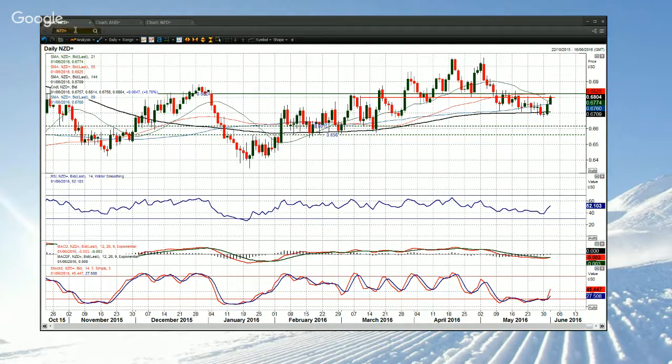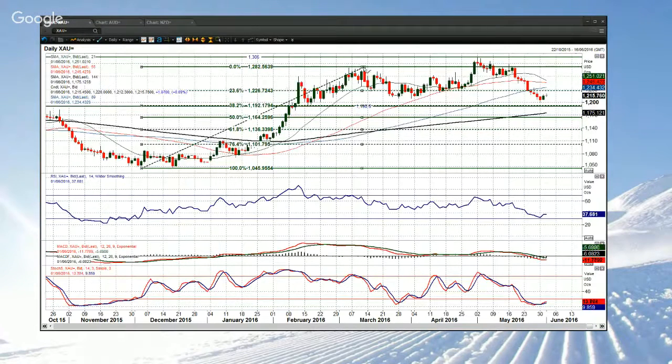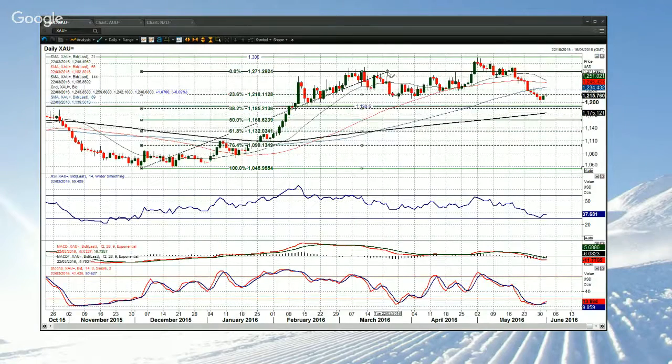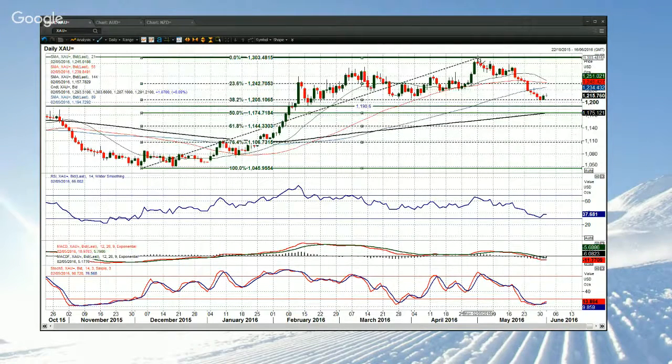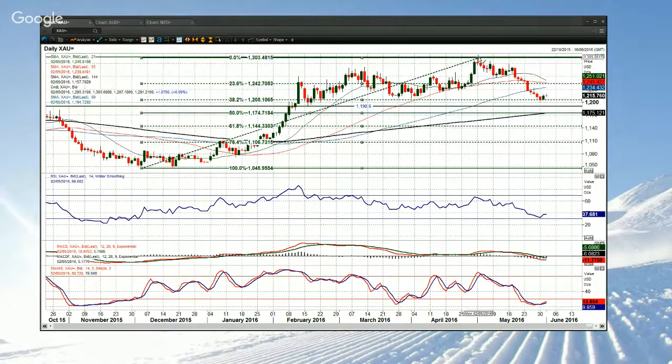Now, I haven't got too much time left, so I'm just going to look at gold very quickly. Now, gold is an interesting one. Oh, sorry, my Fibonacci levels are wrong on gold. That's 1303. There you go.